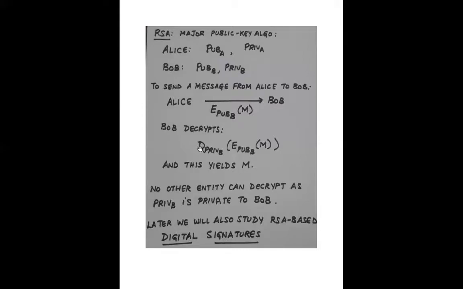Now, Bob decrypts it by applying his private key. So the decryption algorithm, that's D. We have yet to design it, but the private key is used to decrypt the message M. So D of priv B of E of pub B of M is supposed to yield back M. And that's the key thing: how do we design this E and D so that this is true? But the security of this stems from the fact that no other entity can decrypt this ciphertext, because priv B is private to Bob.